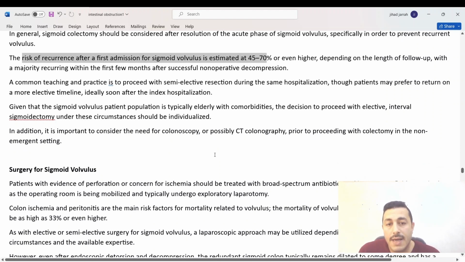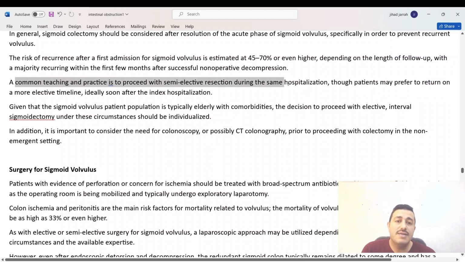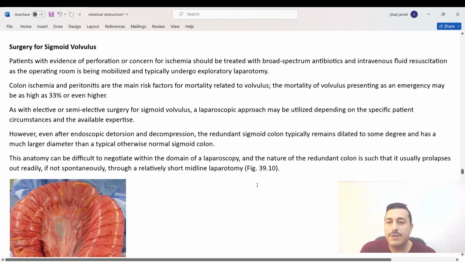So the answer, if you want classic teaching and common practice, is to do it semi-electively during the same hospitalization. But that doesn't mean that you cannot proceed to elective operation. And this will give you time to do colonoscopy or CT colonography and to do bowel preparation.